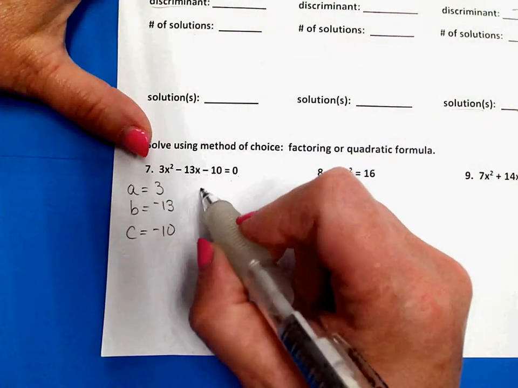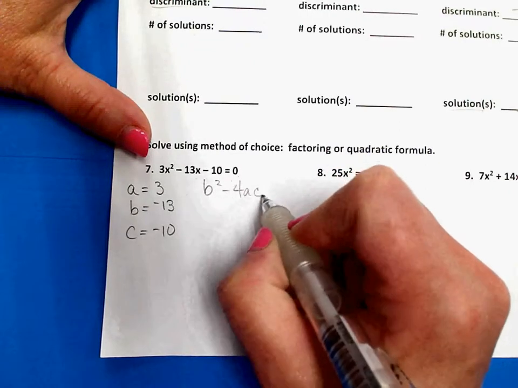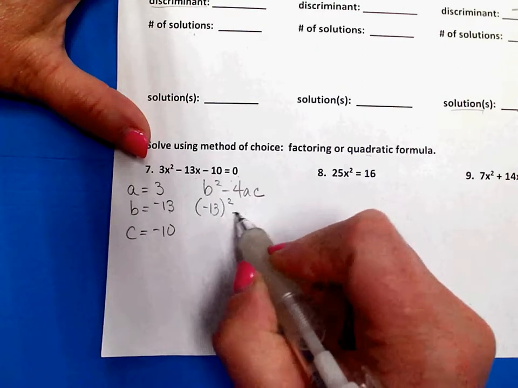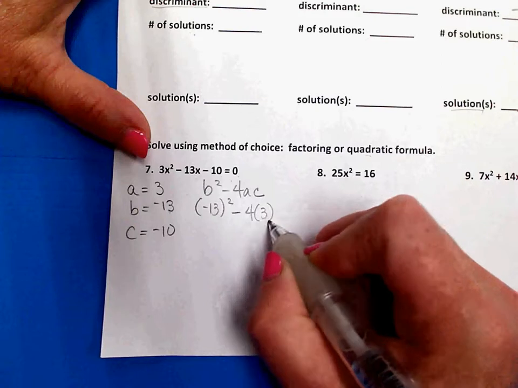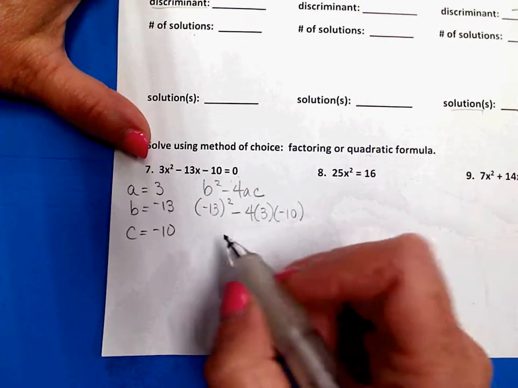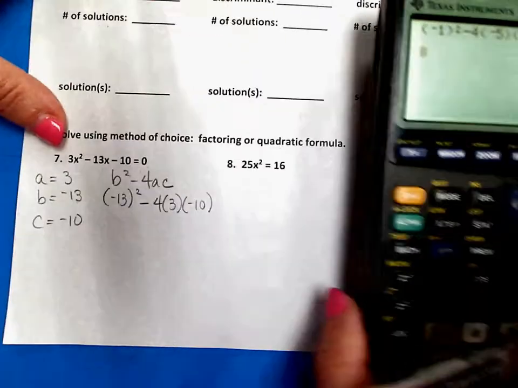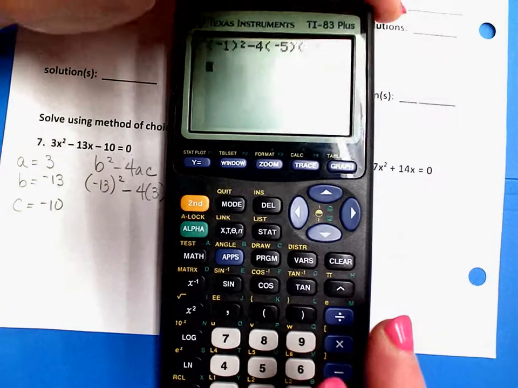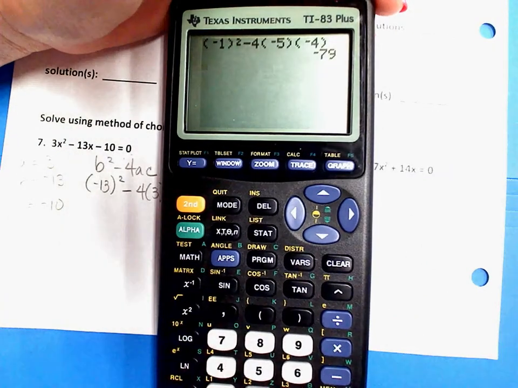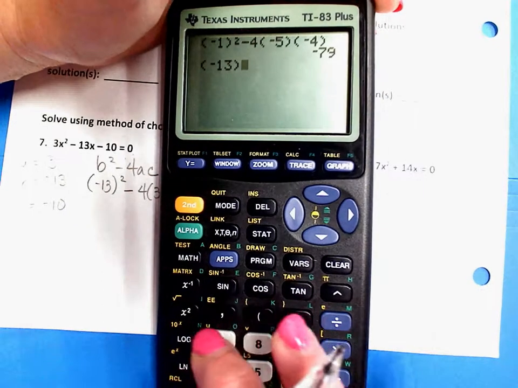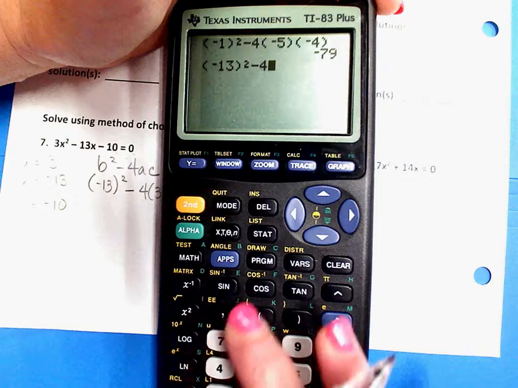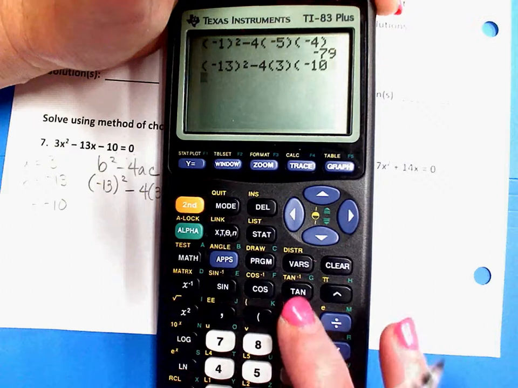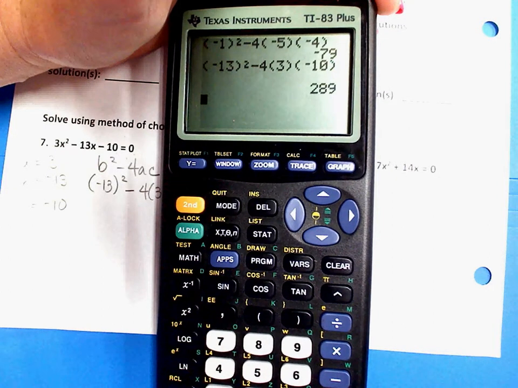So I could find the discriminant, which is b squared minus 4ac, and put these numbers where they go to figure out this answer. So negative 13 squared minus 4 times 3 times negative 10. So when you type this into the calculator, try to put this where you can see it without the glare. I have parentheses, negative 13 squared minus 4 times 3 times negative 10. And my discriminant is 289.